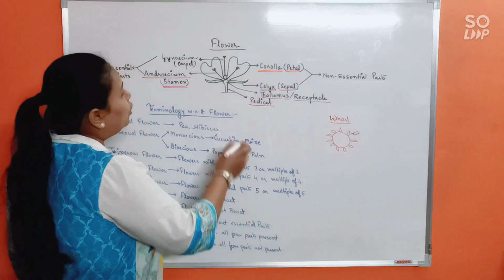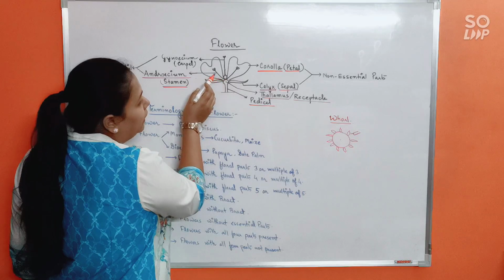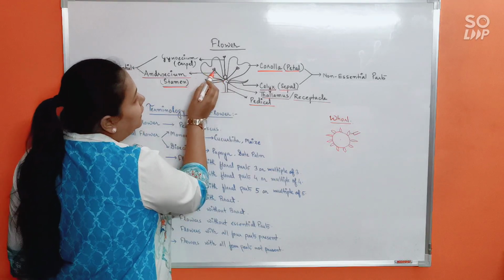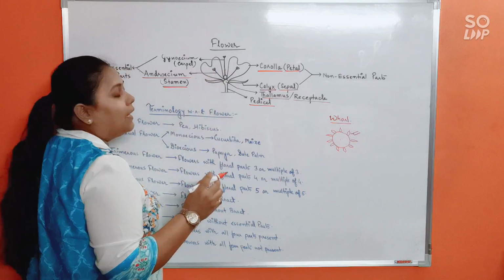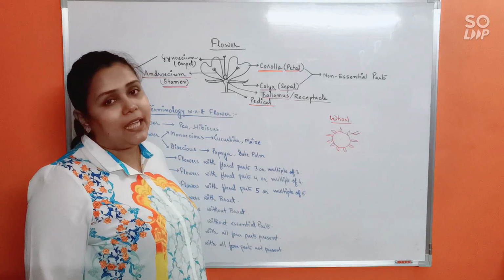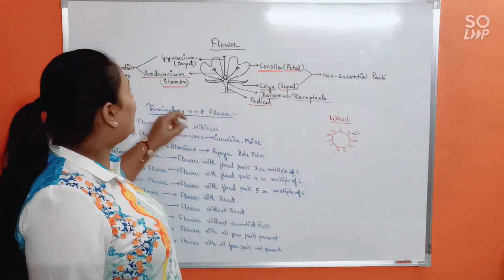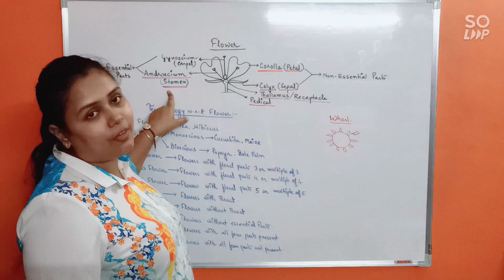Understood? So if you look at the diagram properly, you see the stamen has 2 parts. This stalk-like structure that you can see is the filament, and then we have a blob-like structure at the top, and it is bilobed. This structure is the anther. Inside the anther, the male gametes would be produced. Understood? So in that case, the androecium becomes the male reproductive unit of the flower.